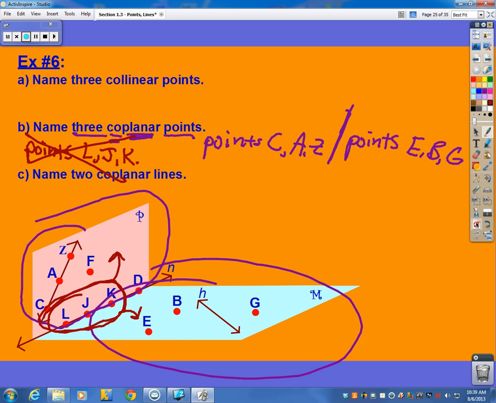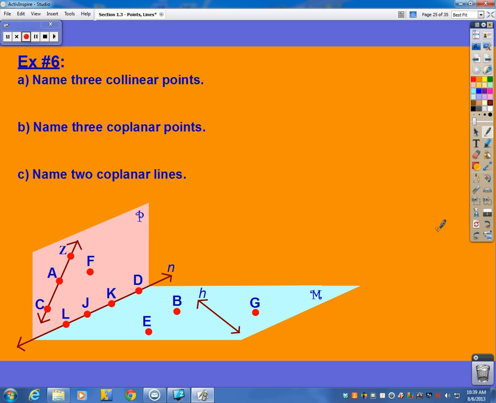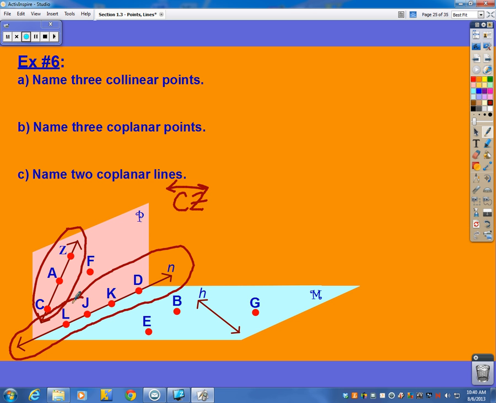And part C, name 2 coplanar lines, 2 lines that are in the same plane. Well, here I've got some options. We could use line CZ, which would be that guy, and I need another line that's in this same plane. Well, I could use this line. It's in this plane. It's also in the other plane, but these 2 together technically are in this plane. So I could say line CZ and line LJ would be one way of naming it. You know, I could have named it line N if I really wanted to. Okay, but I'm just going to pick the 2 points there instead. So those 2 lines are in the same plane. They're in plane P.